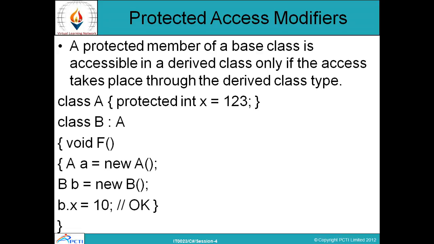In class A you have a variable x of protected access modifier whose value is 123, and when I am accessing it by using a derived class object, then it will give me no error. We can also perform this practically.